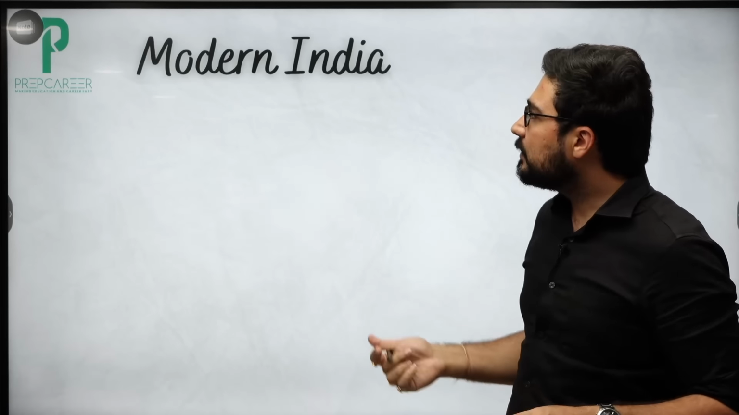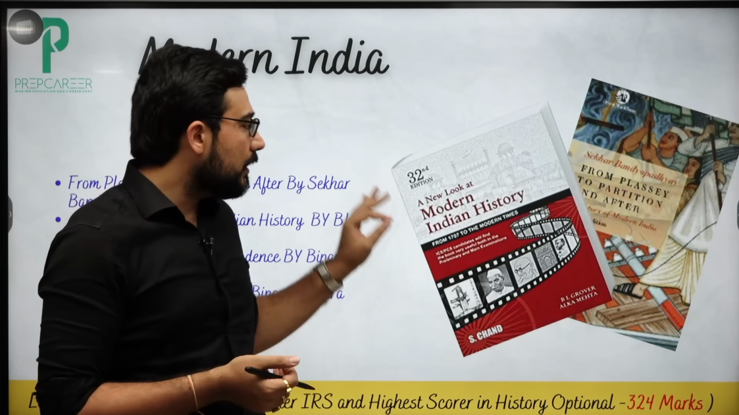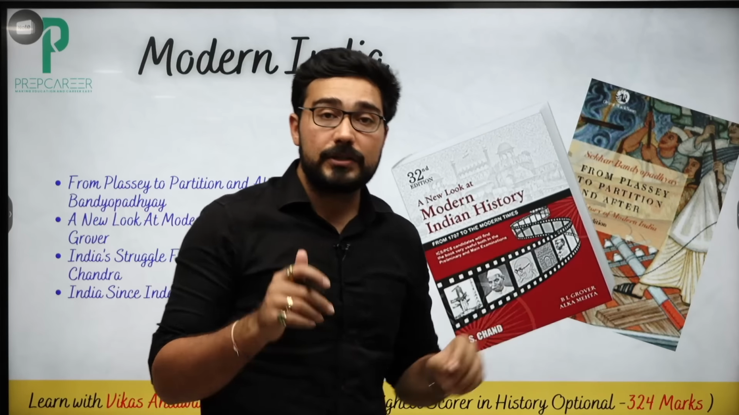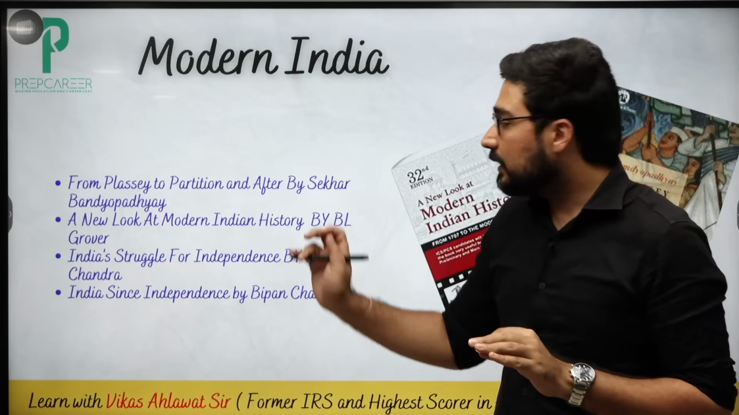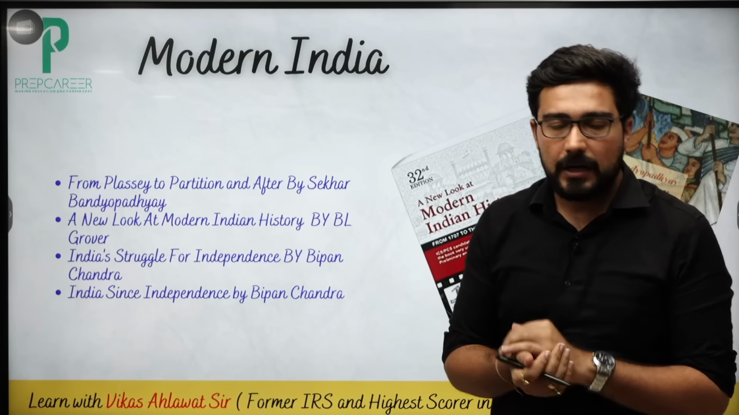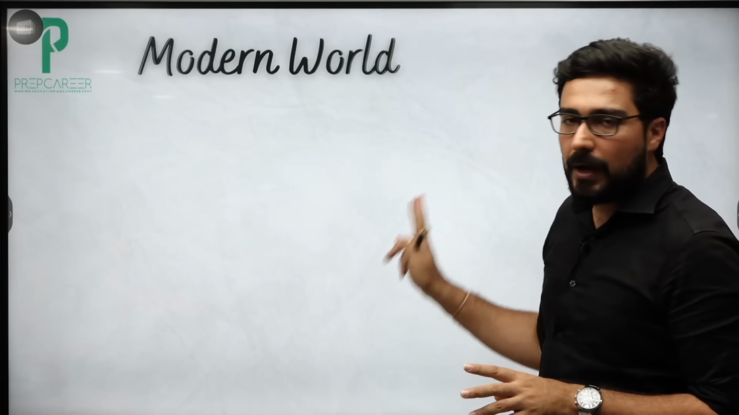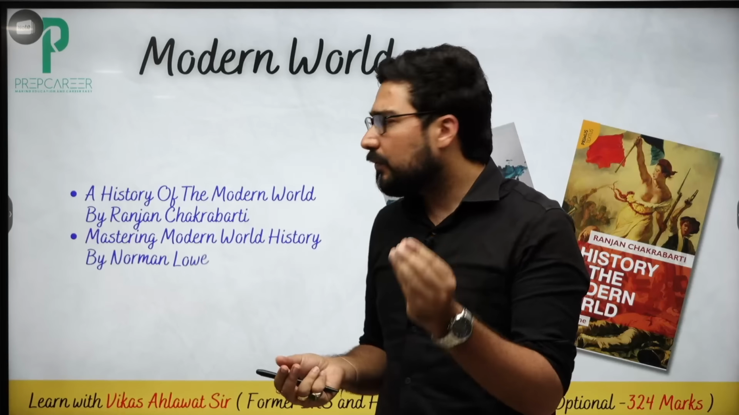Let us go towards modern India. In modern India, 2 books are quintessential. You cannot leave them. B.L. Grover and the second is Plassey to Partition. Along with this, a little bit, some chapters, can be read from Bipin Chandra and India Since Independence. I'll tell you specifically which chapters. So limit yourself to these 2 primary books and 2 books just for the sake of 2-3 chapters.